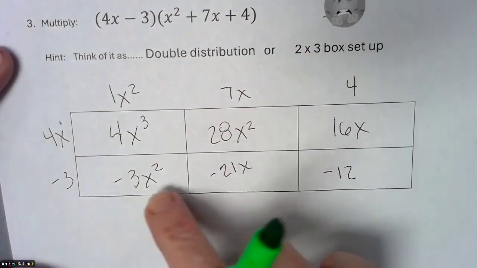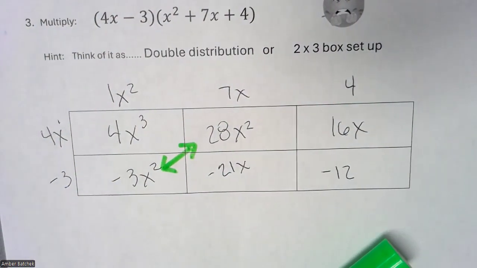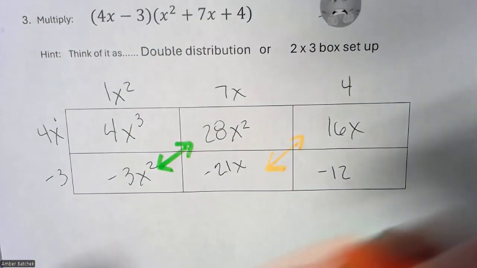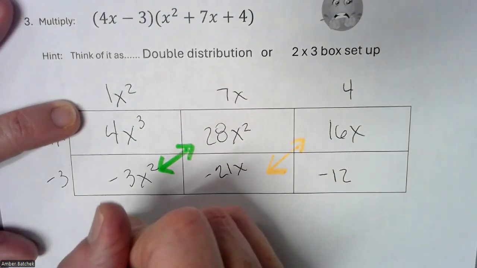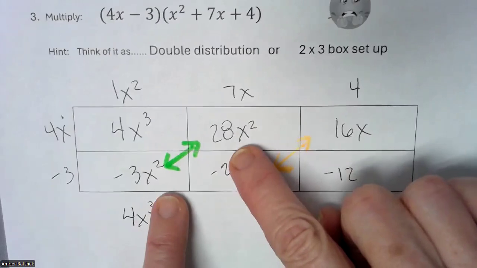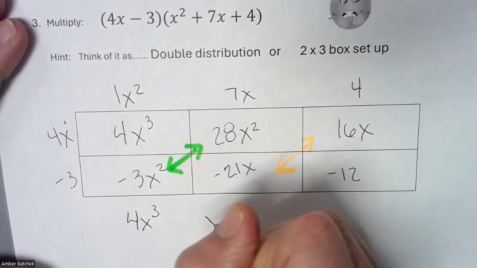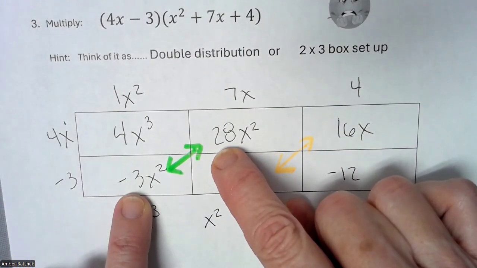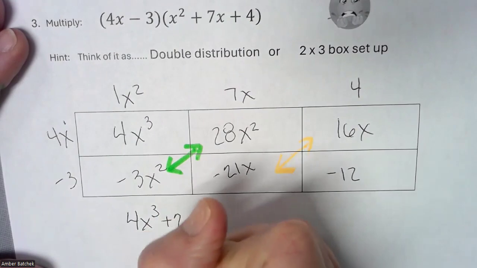Well, how do we clean it up? Well, these terms are alike, so I can combine them. Okay, and these terms are alike, so I can combine them. So we're just cleaning it up. So first of all, 4x cubed, I didn't mess with it at all. I'm just going to bring it down as part of my expression. When I combine here, y'all remember, we're not adding powers anymore. Okay, so we're going to keep the x squared, and all we're doing is combining a negative 3 plus 28, not multiplication. Negative 3 plus 28, that's going to give us a positive 25.